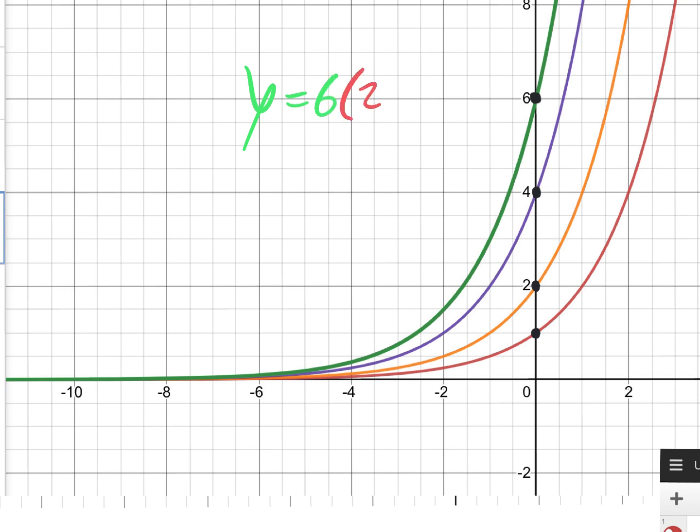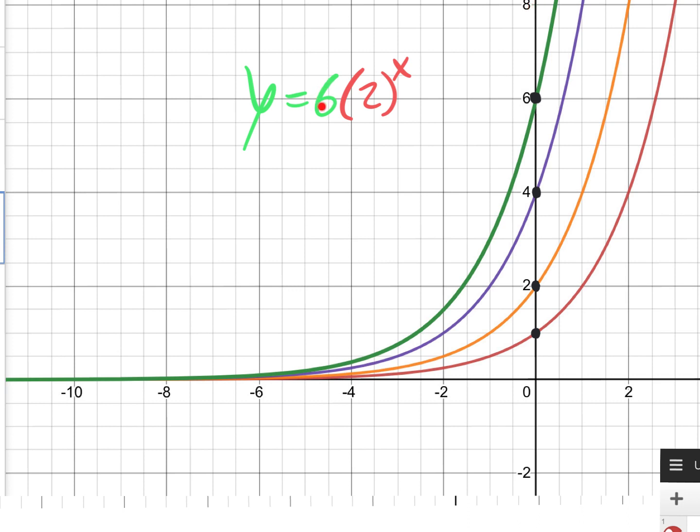So that number out in the front on this green one, it says y equals 6, and then you have the parenthesis base 2 to the x, right? That's this green one right here. It got stretched all the way to 6 because the number out here in the front is a 6. What if I would have an 8? What would it be stretched to? It'd be stretched to 8. Are you with me? Okay.